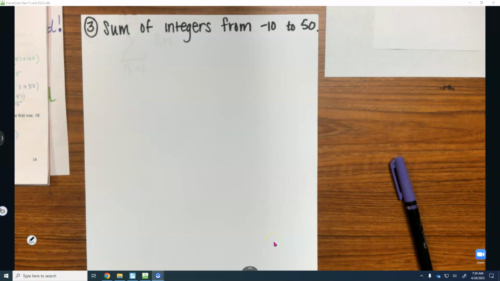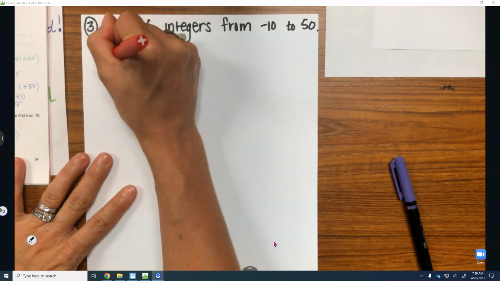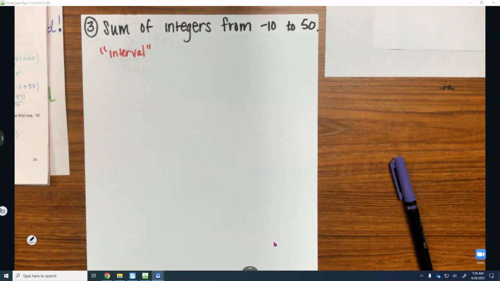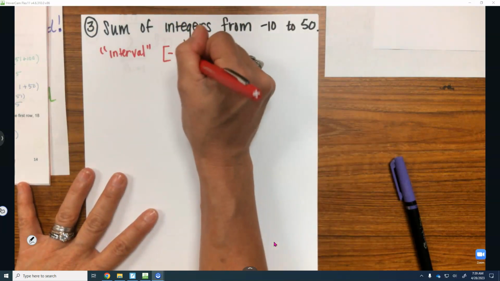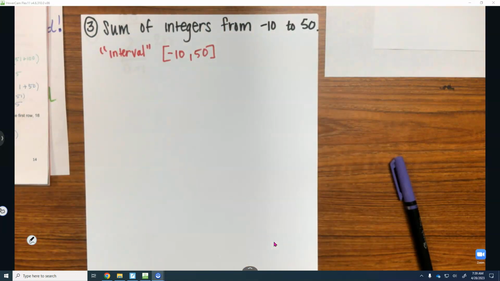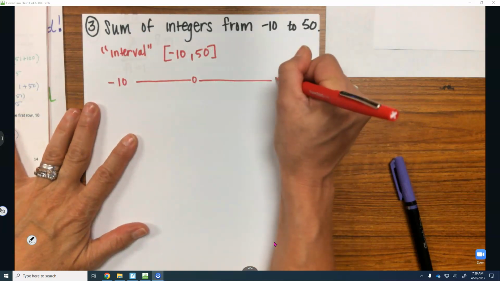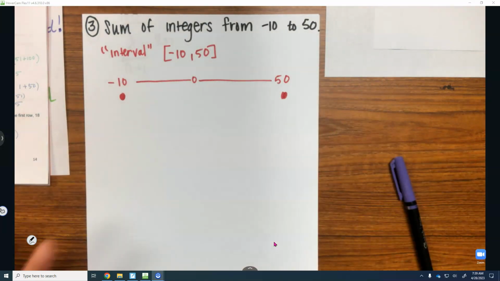All right, problem number 3. Sum of integers from -10 to 50. If I wrote this in interval notation, it's not really interval notation, but let's just pretend it was. We are including these numbers. If I was writing this range, it would look like this. Since we are including these numbers, guys, it goes from -10 through 0 through 50. And we include this, and we include this.